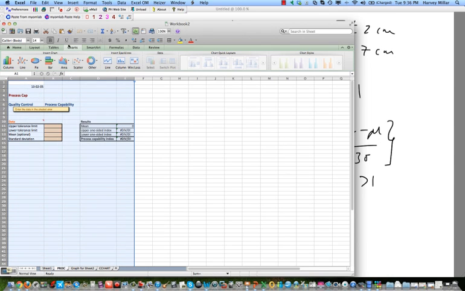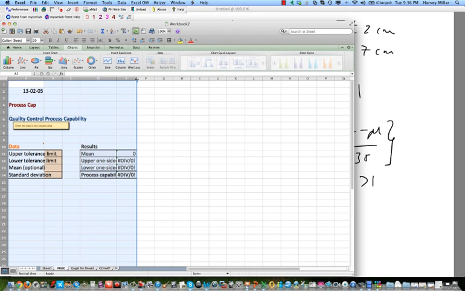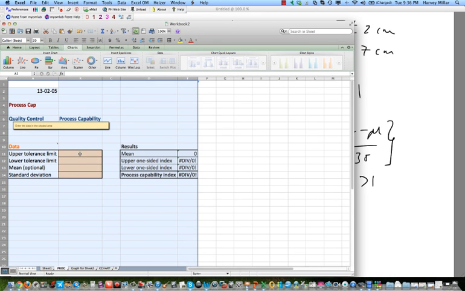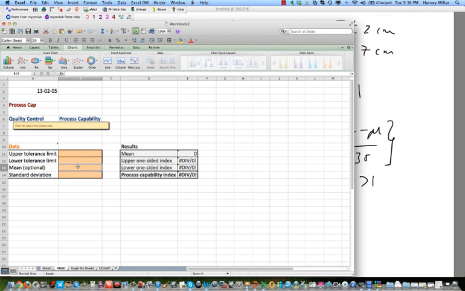And what do we have? Let's widen that so we could see a little better. So let's just say we have a mean of a process which looks like this: 30 centimeters. Standard deviation of the process, we'll use 8 centimeters. All right? What's our tolerance limit? Well, let's just say our upper tolerance limit is 40, and our lower tolerance limit is 20.